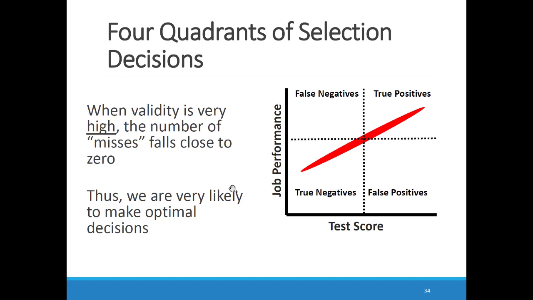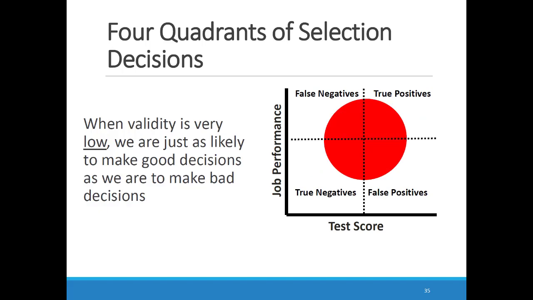In other words, when you have validity that is very high, the number of misses gets very low, falls close to 0, and the number of hits gets to be very high. And we are likely to make optimal decisions regarding hiring in this case of high validity.